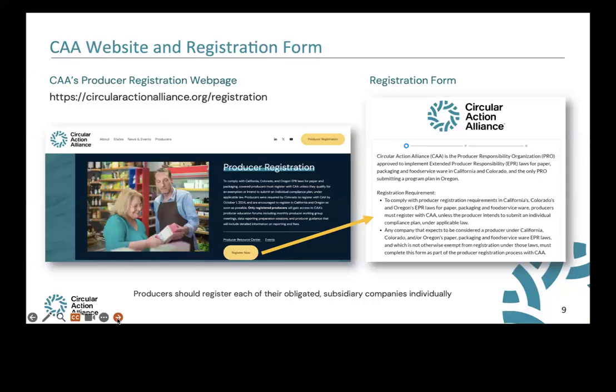The registration form. This is where you can start to access the registration form. You can find it on the producer registration page on our website, and then you'll see the link in the form where you need to complete it.